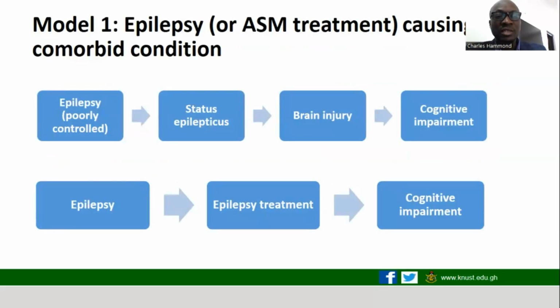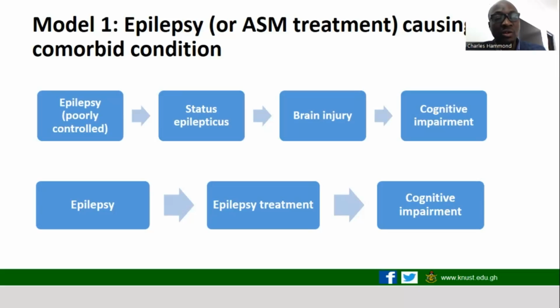So the first model says that epilepsy causes the comorbidity. So if you have a poorly controlled epilepsy, then the child may present with status epilepticus, for example, leading to brain injury and then subsequently developing cognitive impairment.